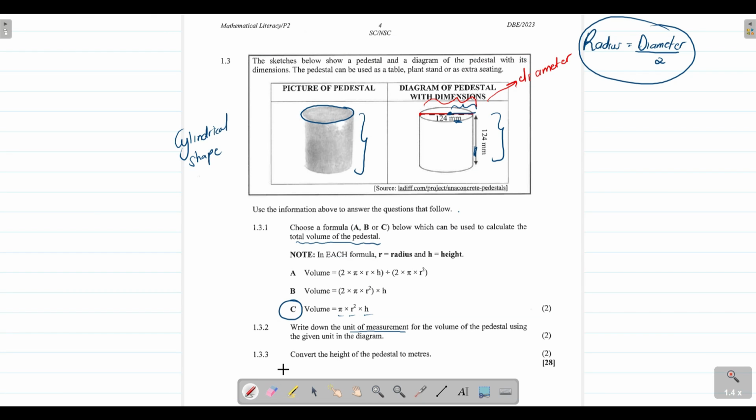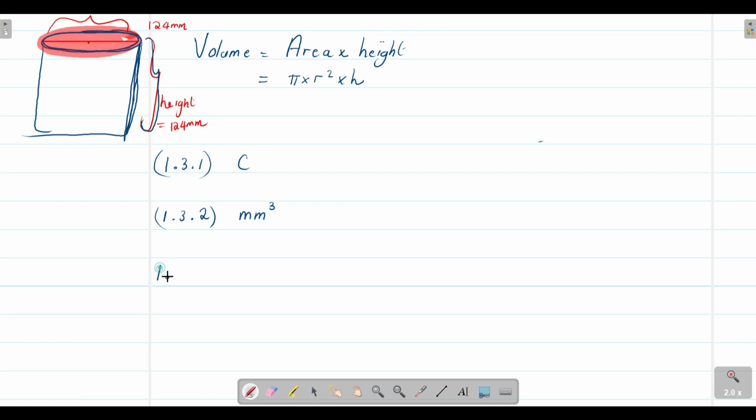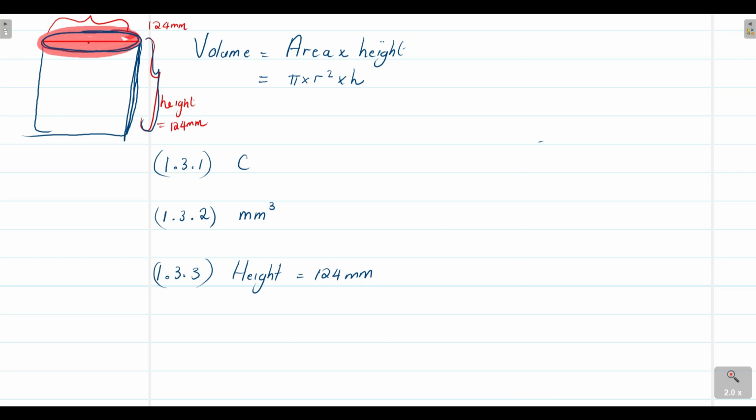Question 1.3.3 says convert the height of the pedestal to meters. We're given that the height of the pedestal is 124 millimeters. Let's just write that down. The height currently is equal to 124 millimeters. We want to convert these 124 millimeters into meters. So you're going to have to think back to the video tutorials that we've done together where we did conversions of your length, or your length conversions.